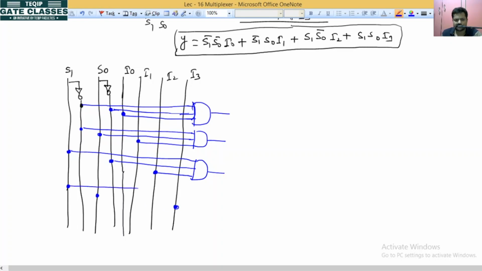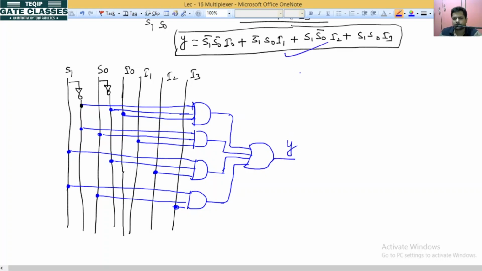What will be the circuit? These three inputs are connected with the AND gate. Now you just take all these outputs of the AND gates and take one 4 input OR gate to connect all of these. This Y will give you the value of this. So this is the implementation of the above expression. So this is the circuit diagram for 4x1 mux.